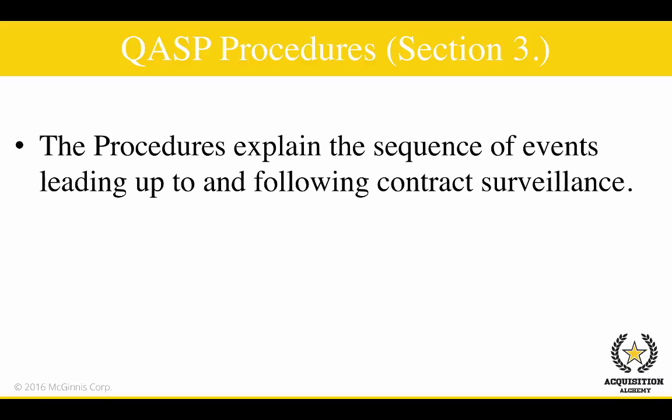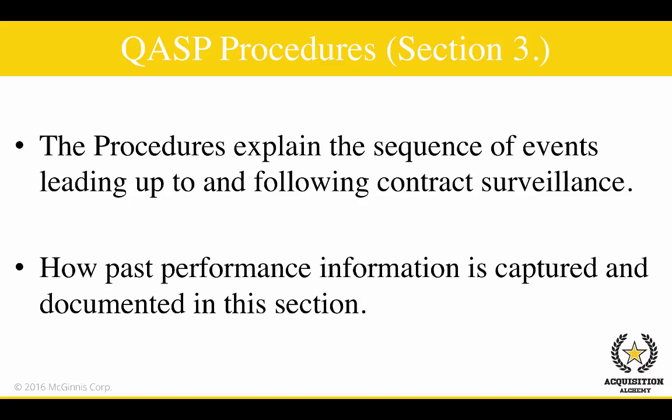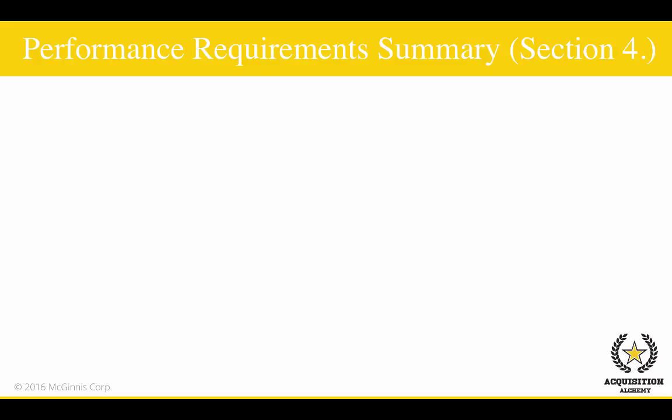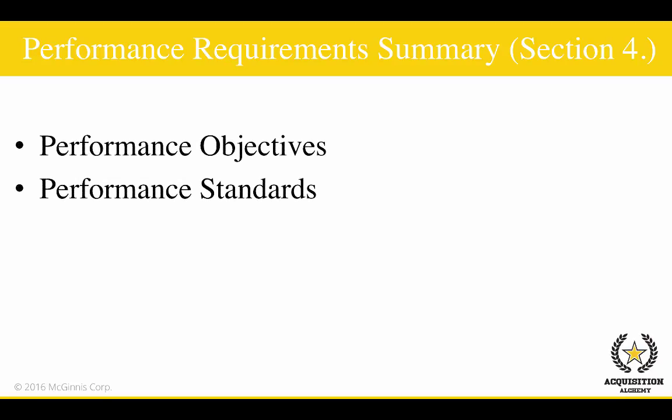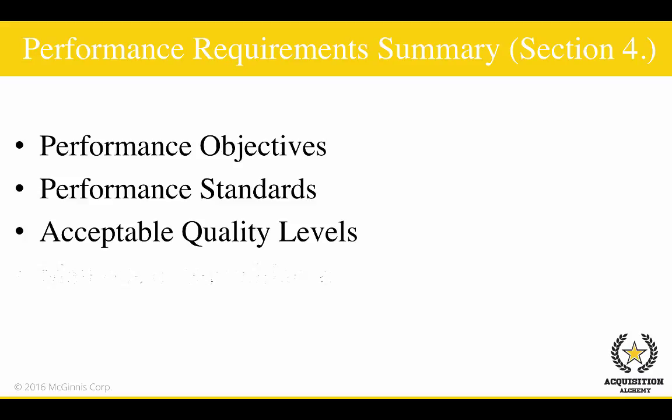The procedures explain the sequence of events leading up to and following contract surveillance. Also, how past performance information is captured and documented should also be described in this section. The performance requirement summary, including the performance objectives, performance standards, acceptable quality levels, and the methods of surveillance goes here.